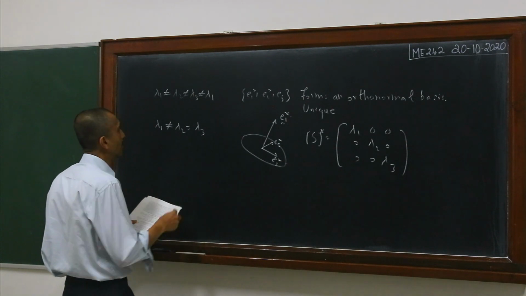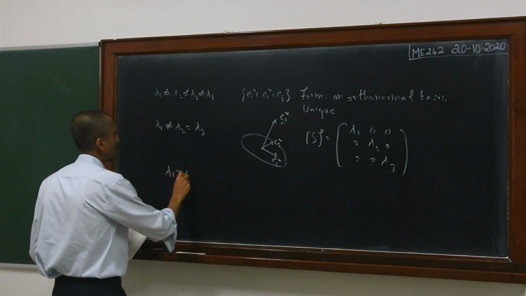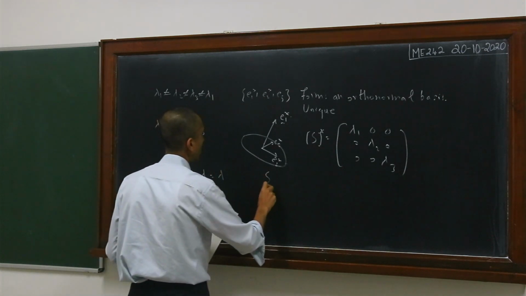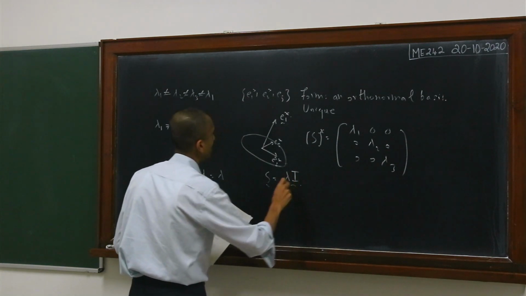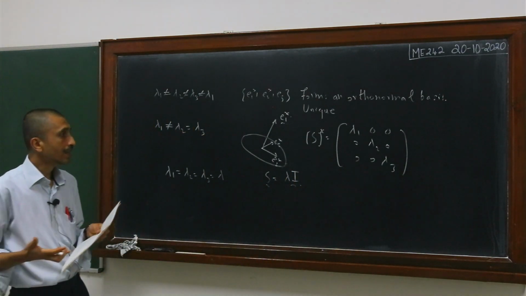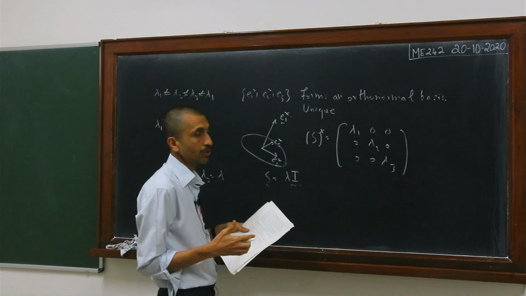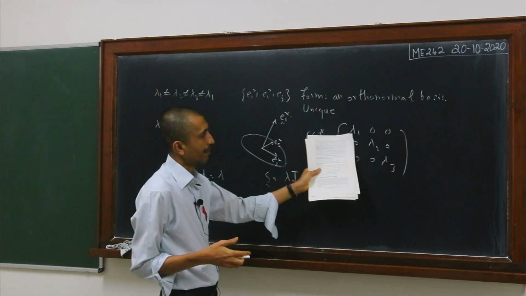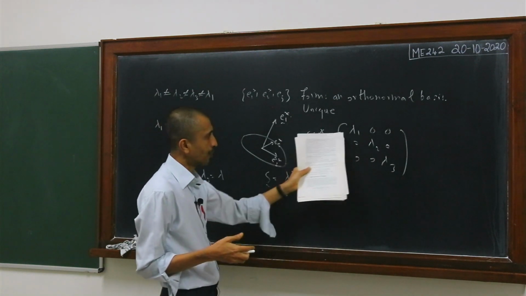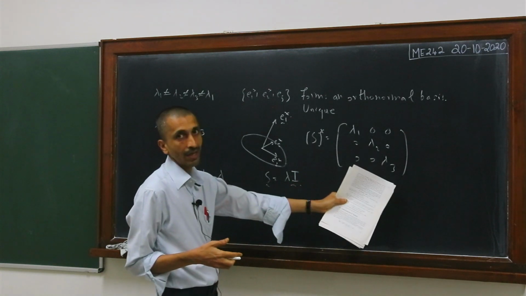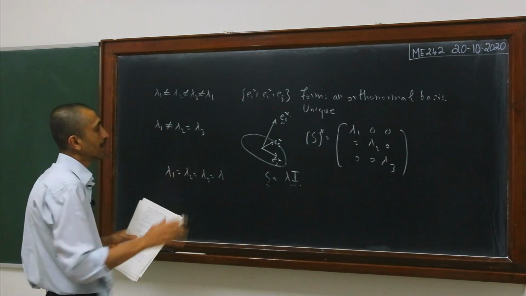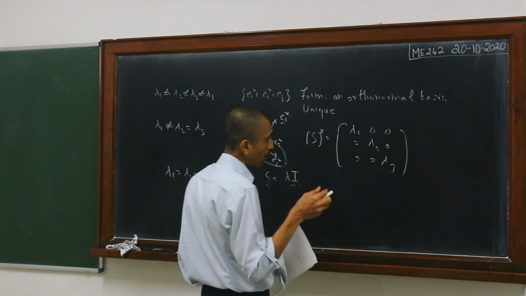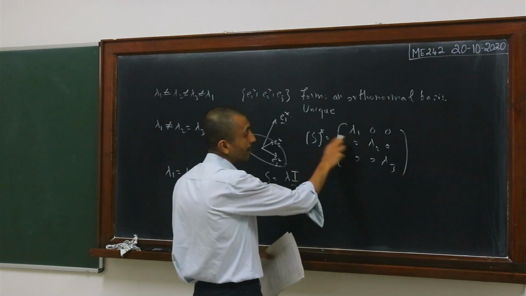Then suppose lambda 1 is equal to lambda 2 is equal to lambda 3 is equal to lambda. In this case your S is always of the form lambda times identity. In that case also any three orthonormal vectors you can choose as a basis, and if you express S in that basis, again you will get lambda 1, lambda 2, lambda 3 along the diagonal. Of course in this case all the lambdas will be the same. So to summarize, we can always choose an orthonormal basis such that in that basis the components of S can be written as a diagonal matrix.